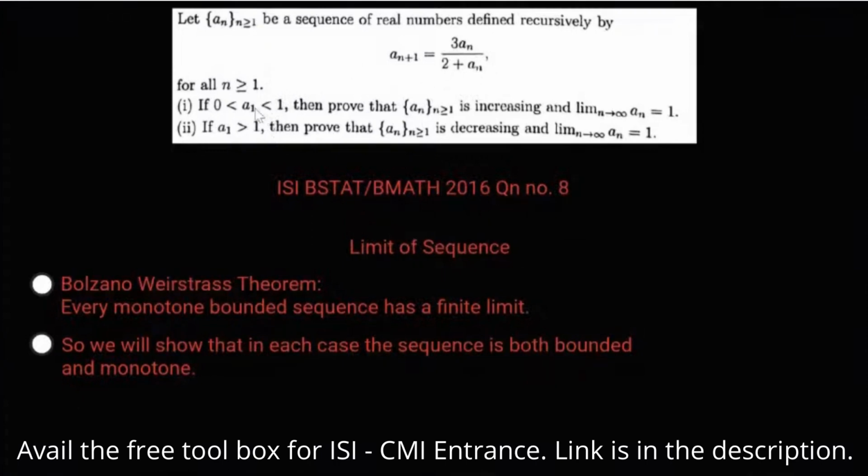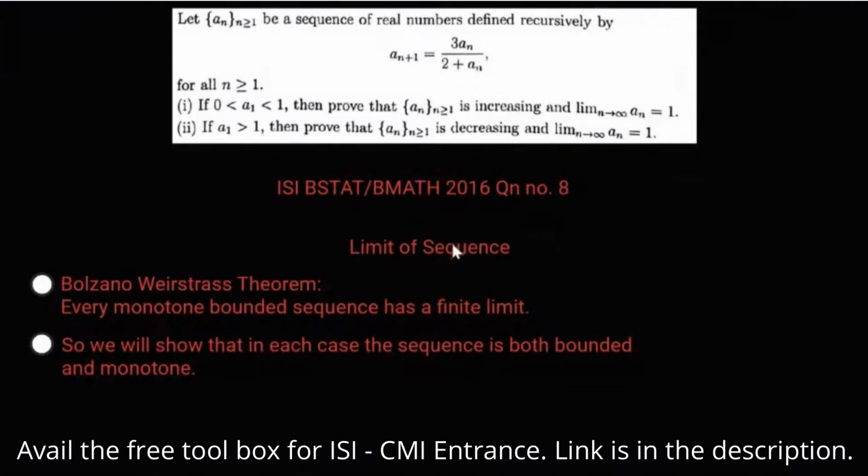We have been given two cases. First, 0 less than a_1 less than 1, and second, a_1 greater than 1. We need to prove that in the first case a_n is increasing, and in the second case a_n is decreasing, so that the limit as n tends to infinity of a_n is equal to 1 in both cases.